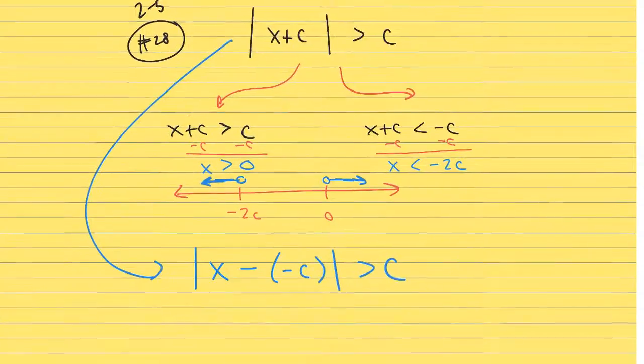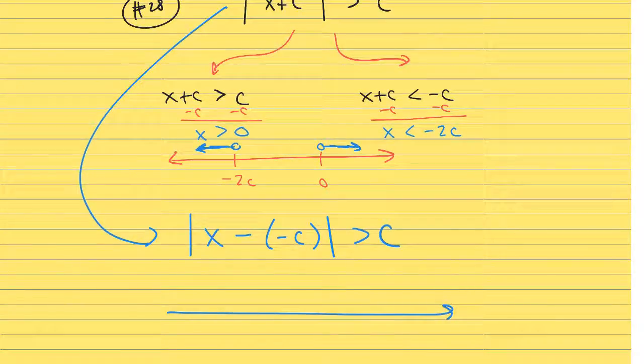And then negative c is your midpoint. So you do negative c on a line. Mm-hmm. And the difference between the two points you're trying to get to is c. So you add c, which will get you 0, and then subtract c, which will get you negative 2c.